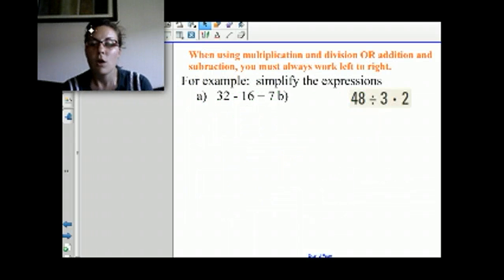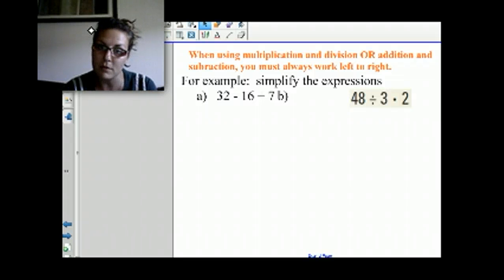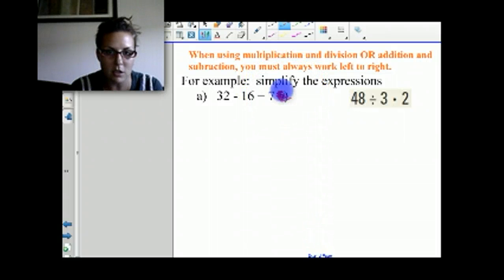This is the part where if you want to pause, try these problems on your own, and then play again to see if you got them right. I definitely encourage that habit. So that B is supposed to be over here.